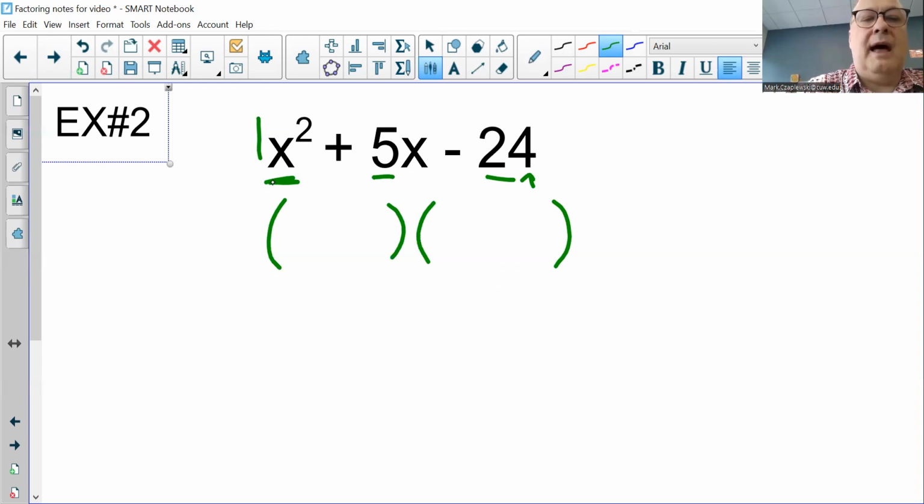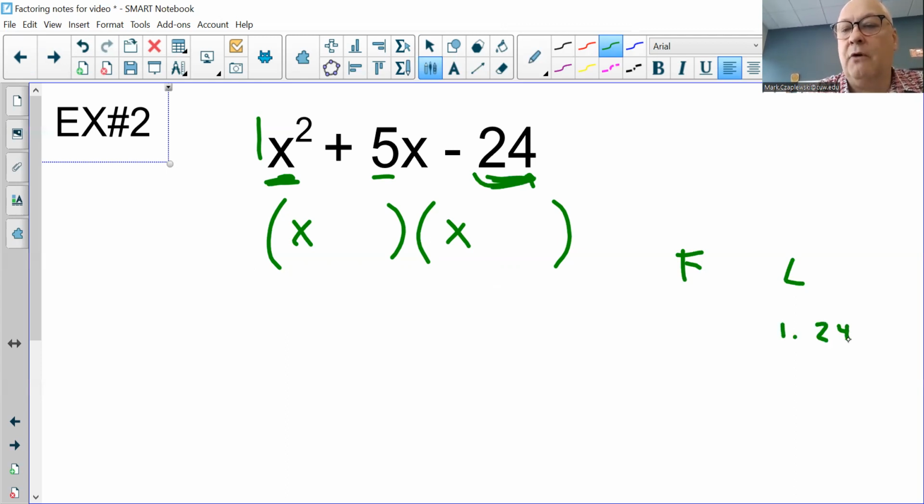But if you're still with me, I start with the first one of FOIL. And x squared has got to be x and x. I know there's a 1 there, but you could write 1x and 1x. And then you jump to the last, 24. Now, 24 is complicated. 1 times 24 is 24. 2 times 12. 3 times 8. 4 times 6. All of these could work.